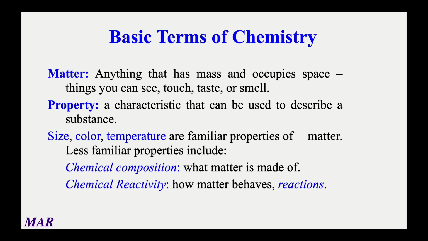A property is a characteristic that can be used to describe, for example, one type of matter from the other. Both liquid water and table salt are matter, but they're obviously different. One's a liquid, one's a solid. Those would be properties to distinguish the two. In addition to the physical state, you can use size, some things bigger, smaller. Colors, obviously. Temperature, those are also properties of matter.